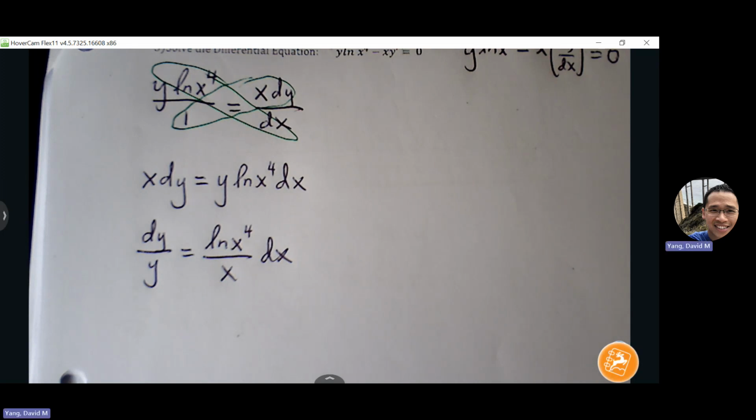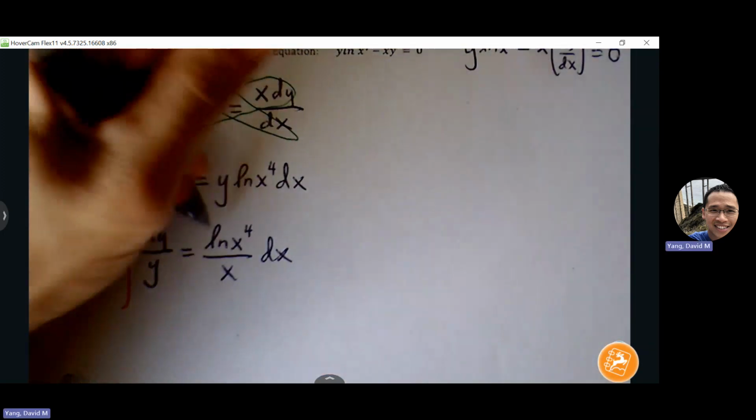Okay, so now do we have full separation? y's together, x's together. Okay, so now integral here.